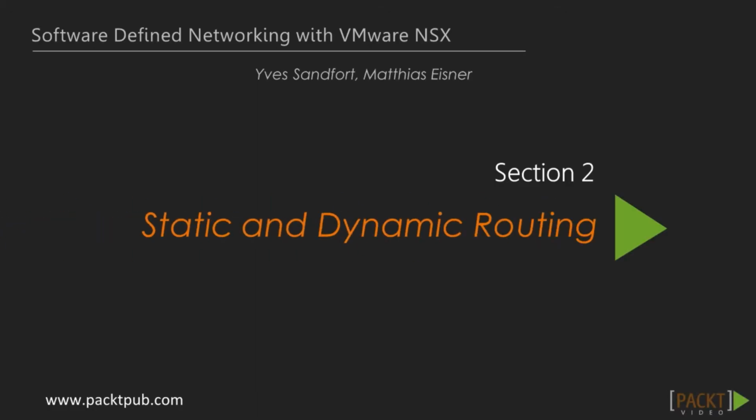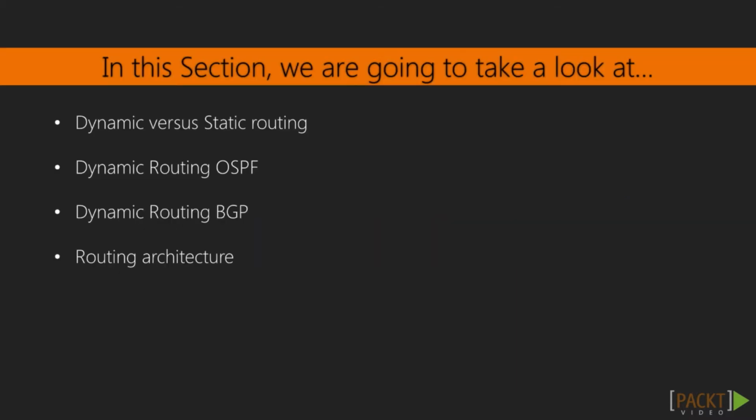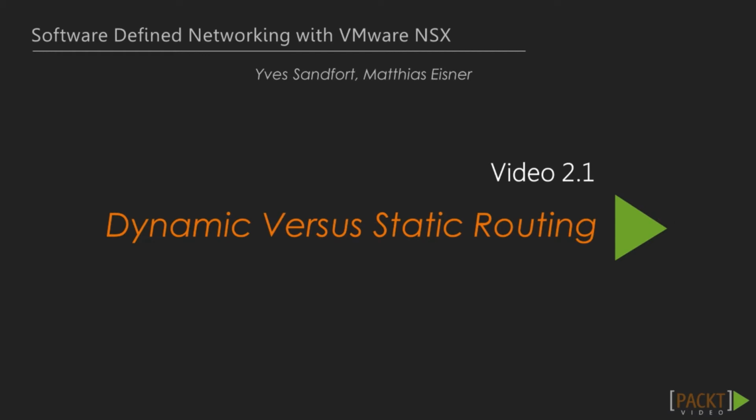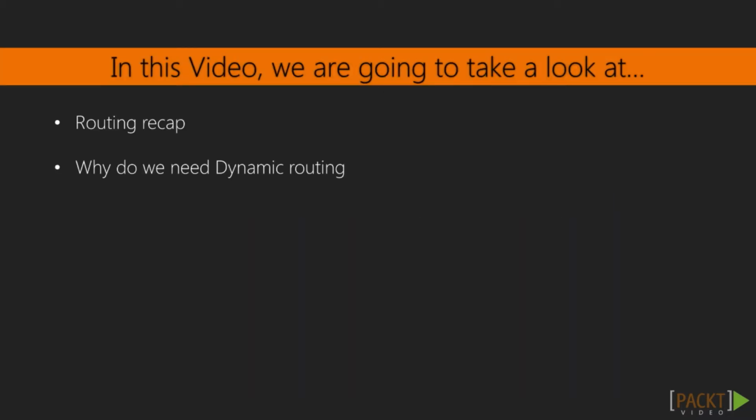In section 2, we're going to cover static and dynamic routing. In this section, we're going to take a look at dynamic versus static routing, dynamic routing OSPF, dynamic routing BGP, and routing architecture. The first video will cover the difference between dynamic and static routing. In this video, we're going to take a look at a brief routing recap and why we need dynamic routing.